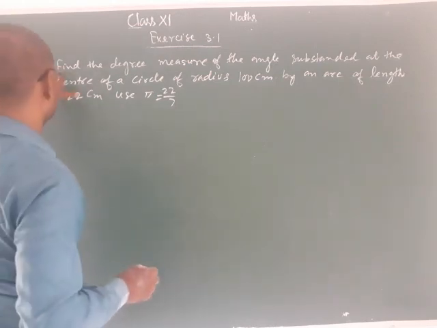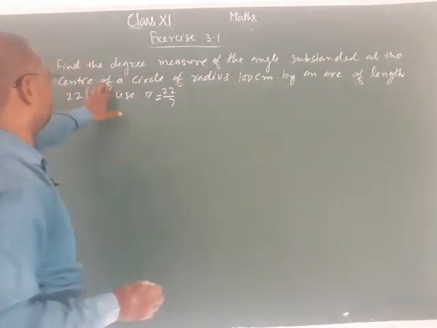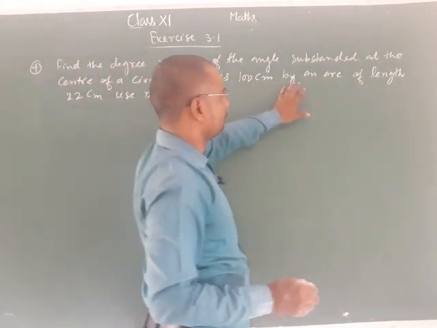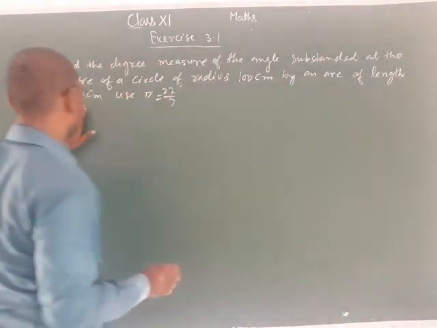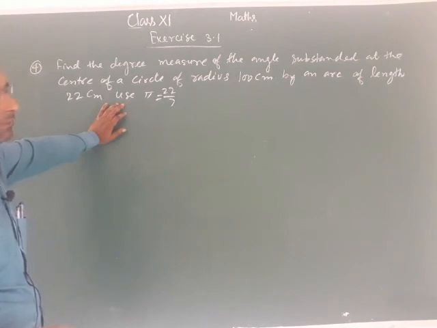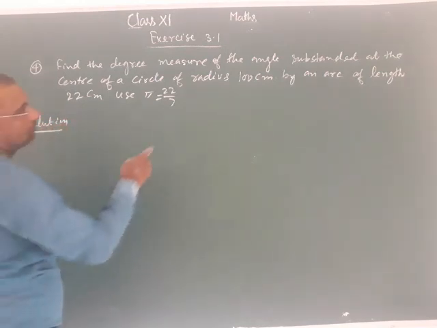Question number 4. Find the degree measure of the angle subtended at the center of a circle of radius 100 cm by an arc of length 22 cm. Use pi is equal to 22 upon 7. Solution of this question.